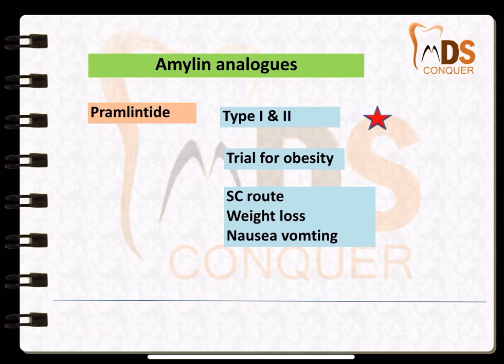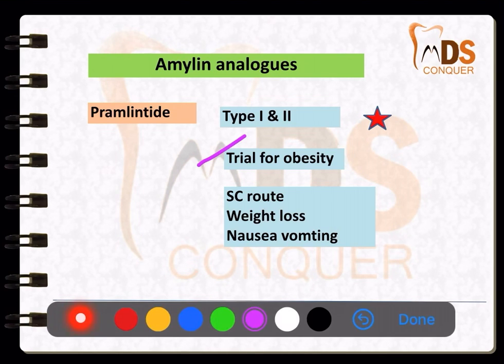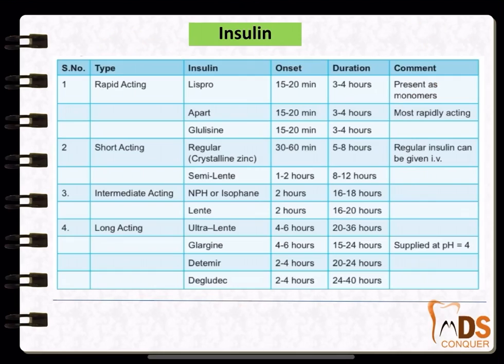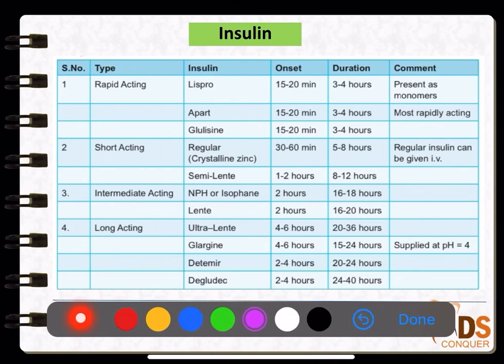Next, amylin analogs, pramlintide, which can be given in type 1 and type 2 diabetes, and it is under trial for obesity. Remember, the drug of choice for obesity is liraglutide, but for the trial for obesity you have to go for pramlintide. This can be given by the subcutaneous route, and again it causes weight loss and nausea and vomiting. So this is the main area to be emphasized.